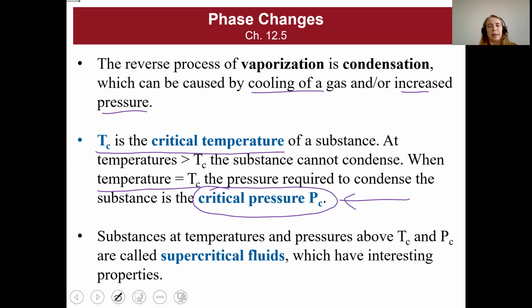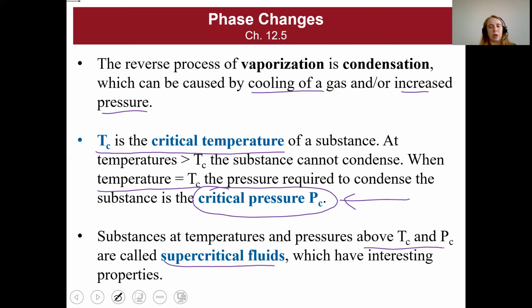Anyway, those will come up again when we look at our phase boundaries and phase diagrams, but another vocab word for you for this set of lectures is supercritical fluids. Substances at temperatures and pressures above critical temperature and critical pressure are called supercritical fluids. So we're above both the critical temperature and the critical pressure. So we're way above. These are called supercritical fluids.